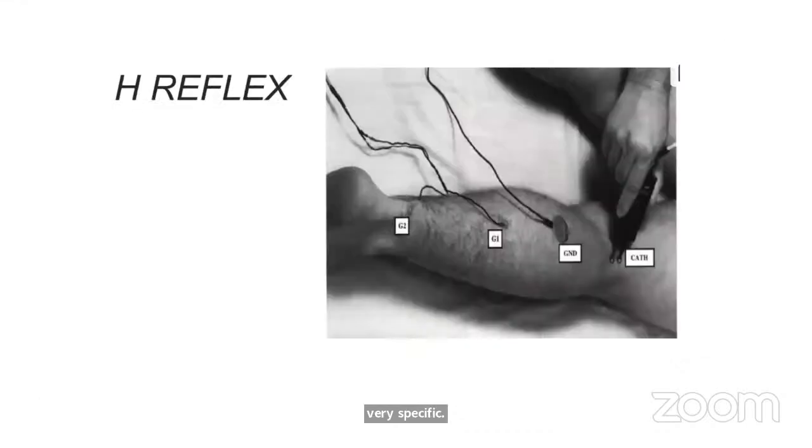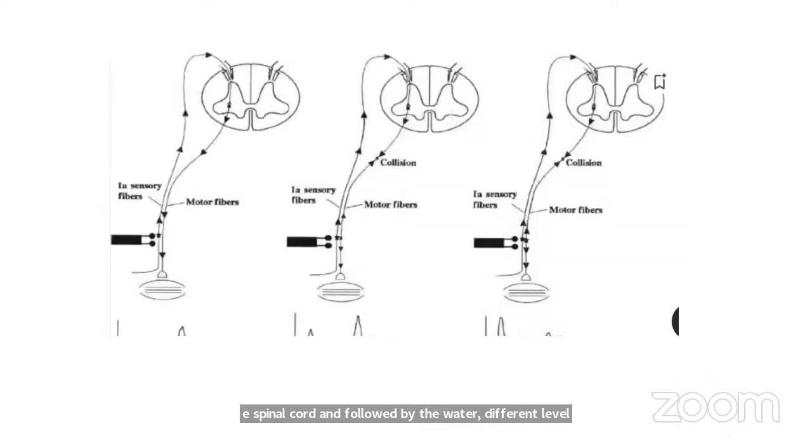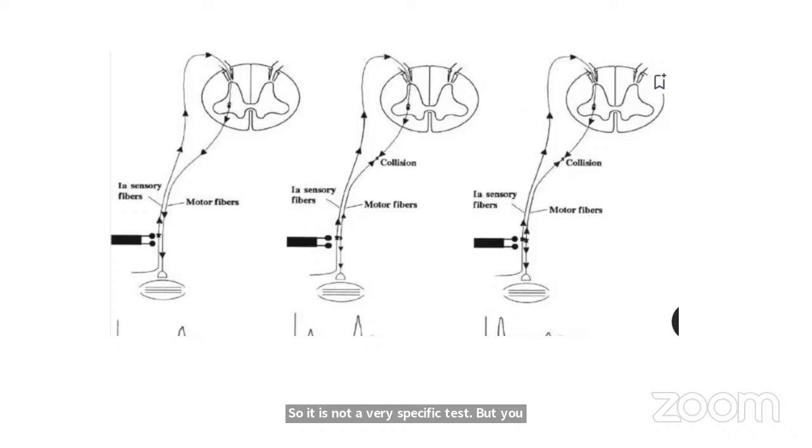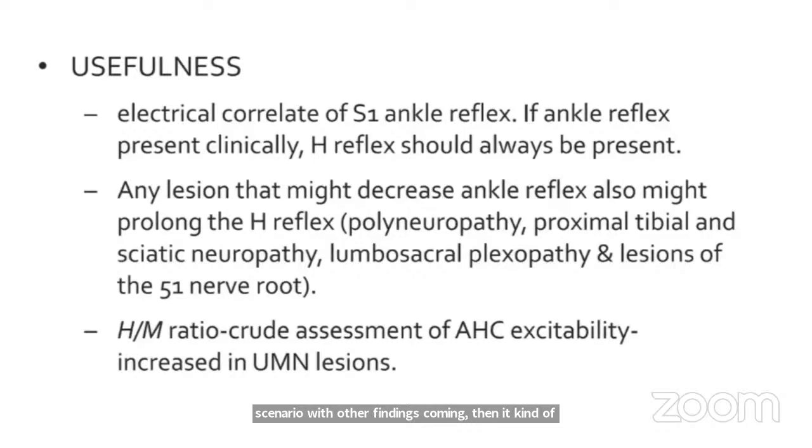Then going on to the H reflex, it is not very useful per se. It is just testing your ankle reflex. It is a reflex arc, sensory afferent and the local level neural arc in the spinal cord, followed by the motor efferent level. It basically is specific for L5S1 radiculopathy per se, but any other pathology which is affecting the ankle reflex will also make it absent. So it is not a very specific test, but in a clinical scenario with other findings coming, then your H reflex kind of makes sense.